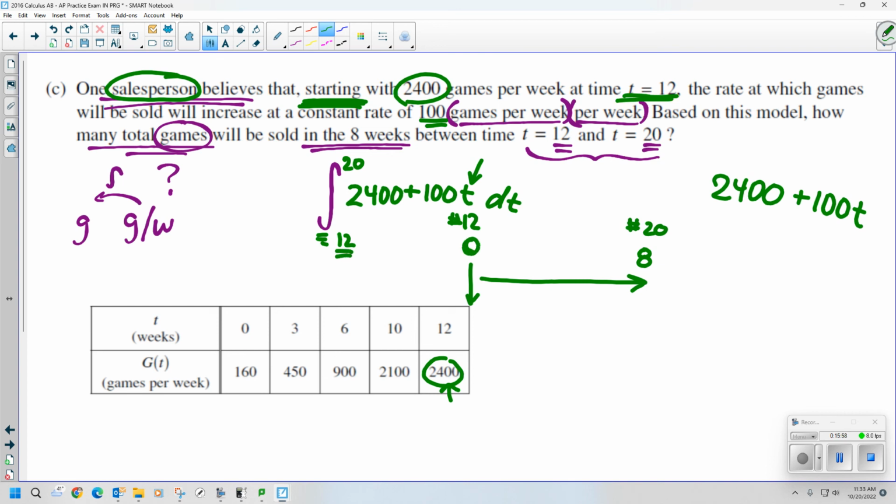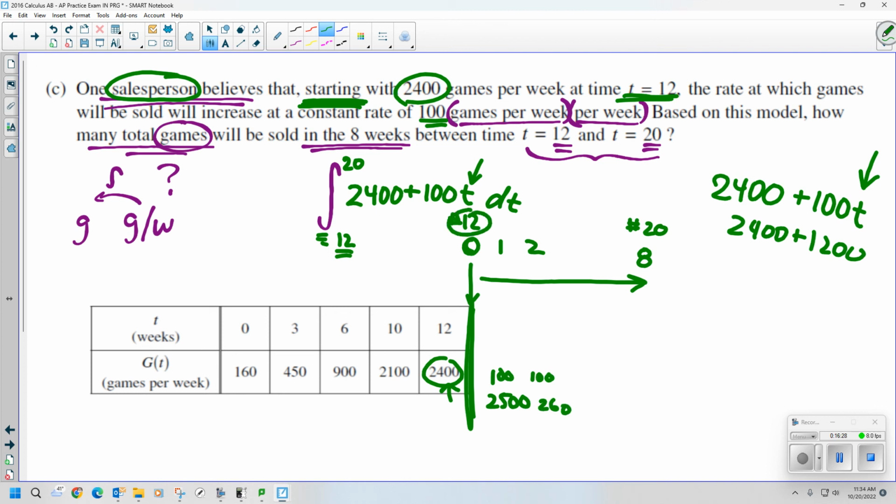If I put a 12 in here, let's look at my equation. If I put a 12 in here, that's 1,200 that I'm adding to 2,400. But we're starting here. Like at week 1, there should be another 100 more video games, right? So this would be 2,500. If it's constantly 1 week, at week 2, there's another 100, so now I'm at 2,600. If we're starting at week 12, I should be adding nothing at that point, not adding 1,200.